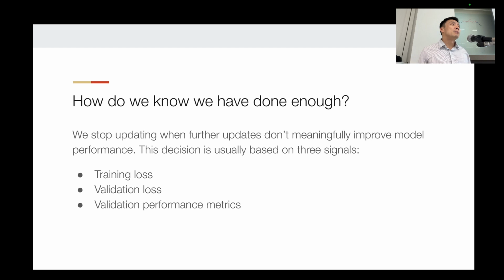So the question becomes, when do you stop? Because the number of epochs would matter. There are three signals, and they all tell you the same thing: when you make no more progress by updating more times. So you look at training loss, validation loss, and performance metrics.